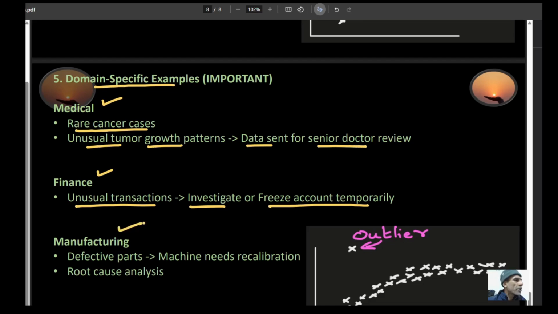In the case of manufacturing, an outlier could be a defective part. In this case, maybe the machine needs calibration. And then you can perform root cause analysis over here.